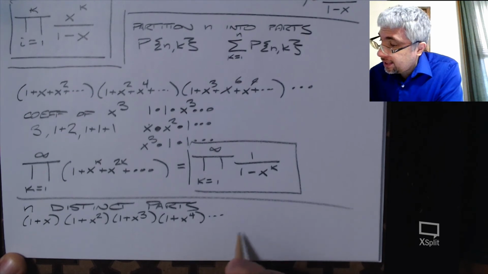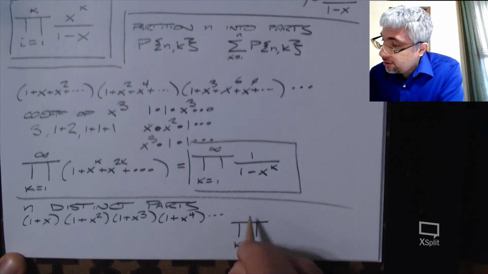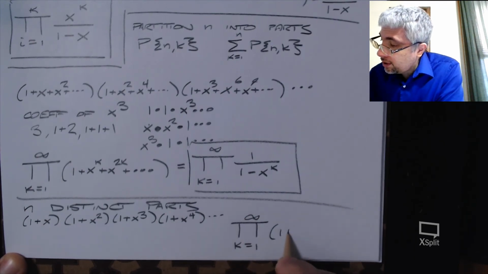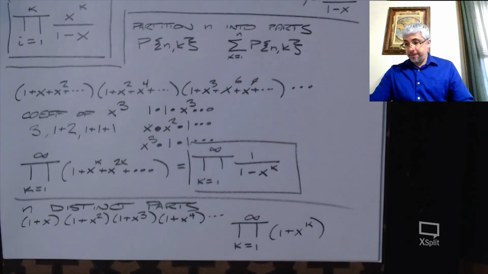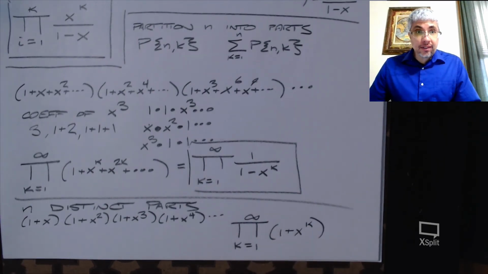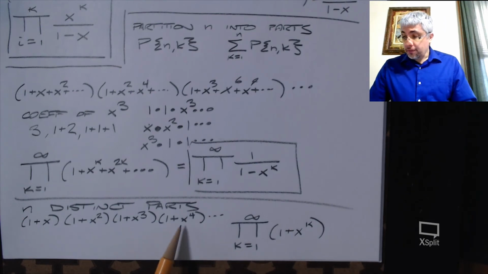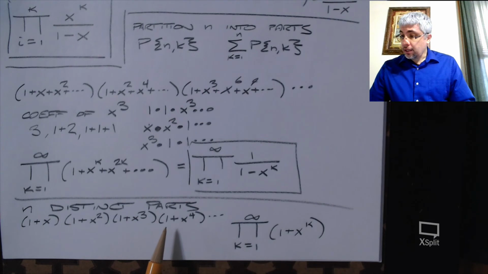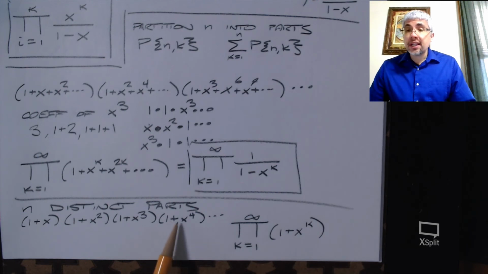So what am I going to get there? Well, I'm going to get the product starting with 1 to infinity of 1 plus x to the k. And one more time, does this make sense? Well, let's say I wanted to pick out the coefficient of x cubed here. I can't choose anything but 1 from every term after this.